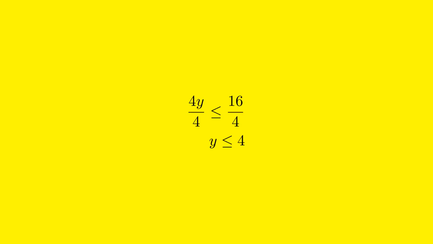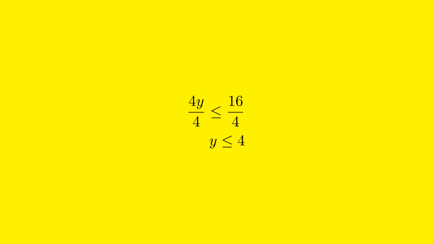Step 2. Now we need to isolate the variable y by getting rid of the coefficient 4. To do this, we divide both sides of the inequality by 4. 4y divided by 4 is less than or equal to 16 divided by 4. Dividing 4 by 4 simplifies to 1, so we have y is less than or equal to 4.